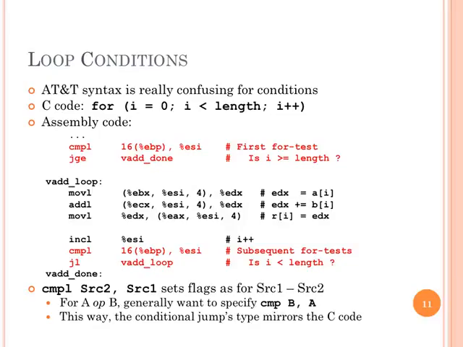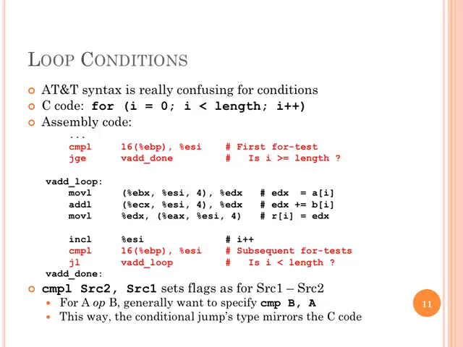Okay? So that's why I say here, I want to compare I to length, but I say compare length to I, and that way I can say, well, if I is greater than or equal to length, jump over the loop entirely. And same thing at the bottom. Well, I want to compare I to length, so I say compare length to I, and if I is still less than the length, jump back up to the start of the loop.